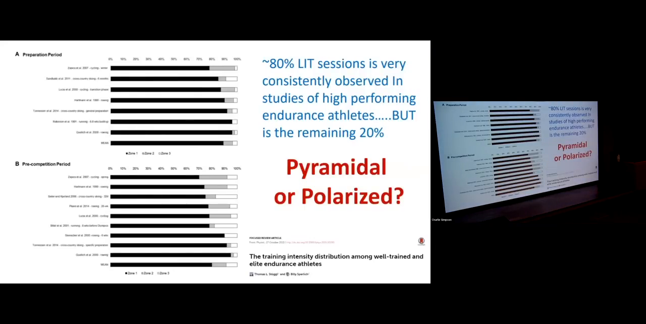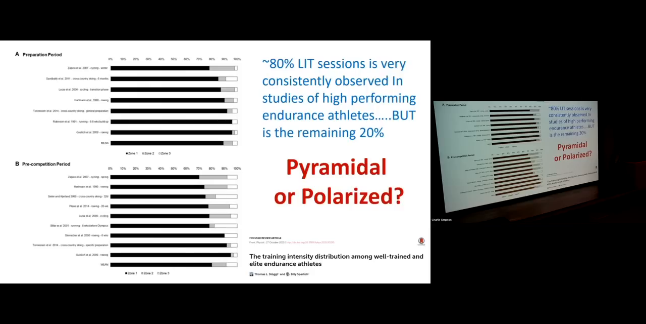Now, back some years, 2015 or so, I received a manuscript. I was asked to review it. It was from Stöggl and Sperlich, and they were basically saying, hey, it seems like some people are calling polarized stuff that's not really polarized. It's not really lots of low, very little in the middle, and a bit of high. It's lots of low, more in the middle, and a little less high. There's a different kind of distribution. And I said, yeah, I think you're right. I think we are overusing it. It is getting misused. So they published this review where they introduced the term pyramidal intensity distribution back around 2015.